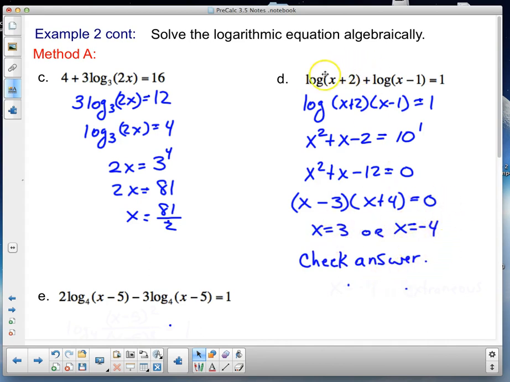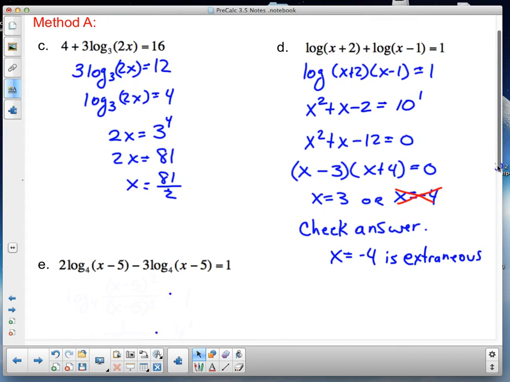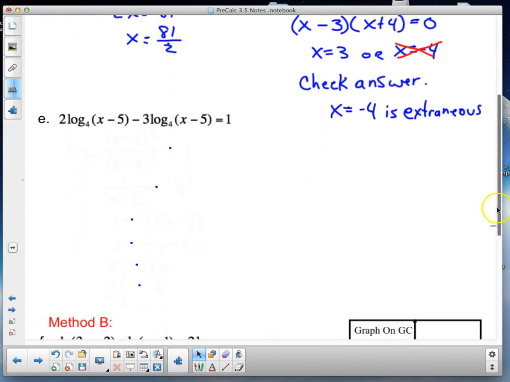When I plug 3 in, I get 5, and I get 2. Both of them are positive arguments inside a log, so it will work out as a solution. But if I look at x equals negative 4, this is a negative and so is this. And I can't take the log of a negative value. So I'm checking my answer, and negative 4 is an extraneous answer. So I've got to make sure I'm aware of what my answers are saying as I go through my problems.